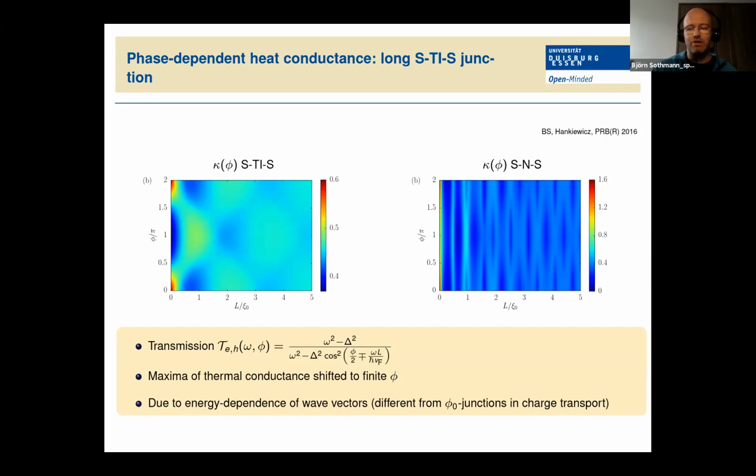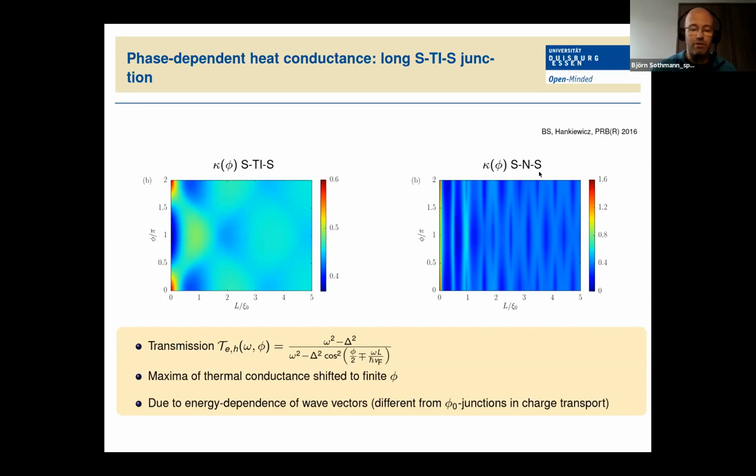So in that sense, it looks a bit like a phi junction behavior, but I want to stress that the origin of this behavior is different than the phi 0 junctions that you have in electrical Josephson currents, because there this is typically connected to some spin physics, and here it's really just due to the energy dependence of wave vectors. We then also looked for comparison at long SNS junctions.